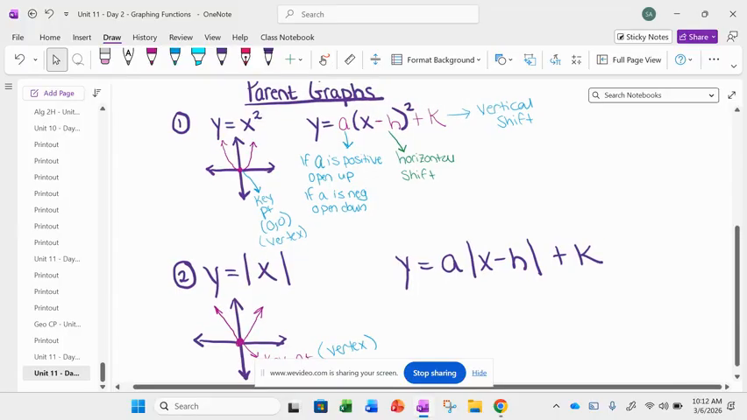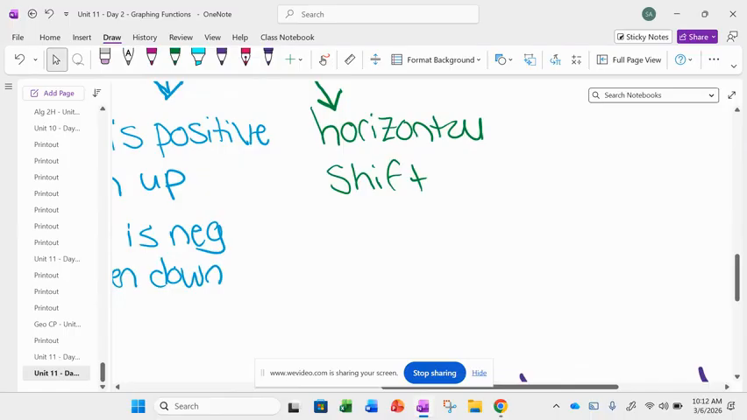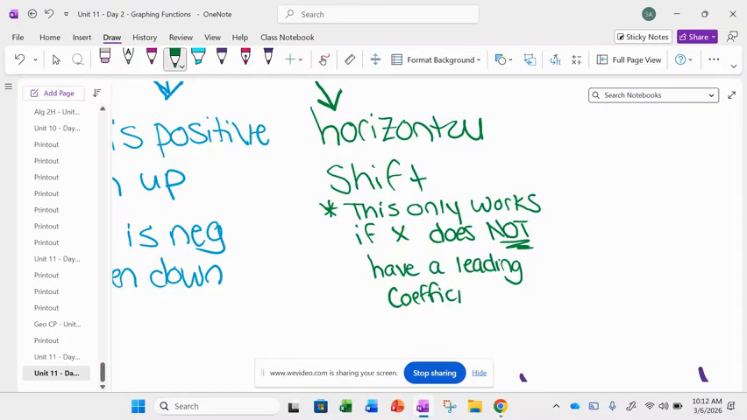Oh, guys, go back to where it says the horizontal shift. Put a little star here. This only works if x does not have a leading coefficient. And you guys don't have to worry, I won't give you one with a leading coefficient, but we sort of just have to put that disclaimer there.